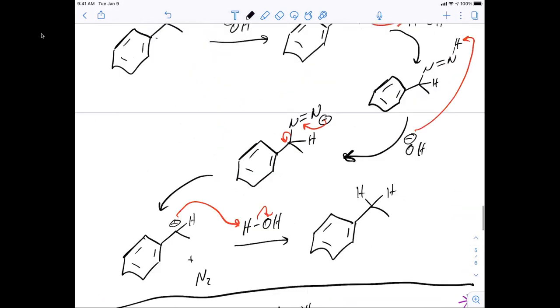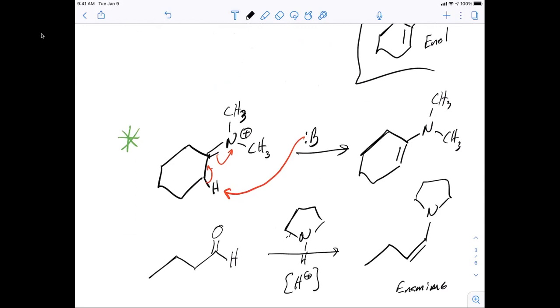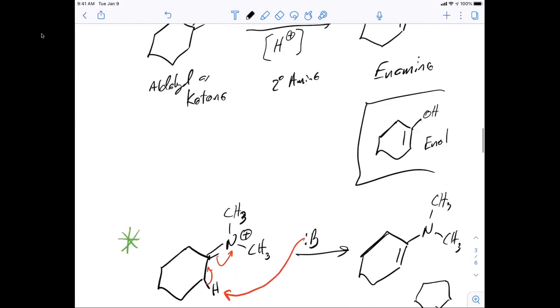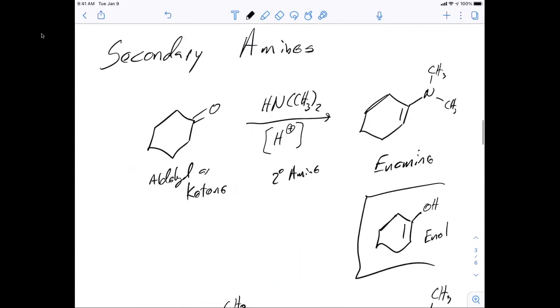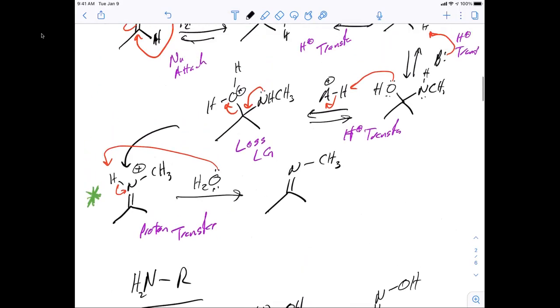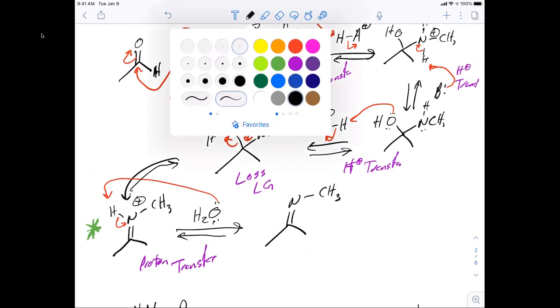So if we go back and look at these mechanisms, what do we see? Right, so if we see here, the base picked up that proton, and that base could have been water. And if we wanted to, we could see that that could be reversed. Then if we go up to here where we transferred it off, well, this could have been reversed, right? The water could have attacked that nitrogen. This is reversible, that's reversible, this is reversible, this is reversible, and this is reversible.